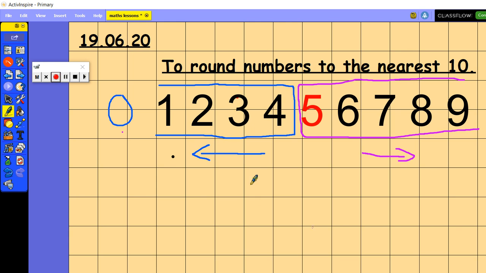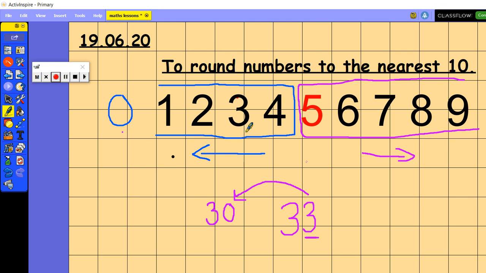So let's have a look at this number. I have got the number 33. Now 33 ends in the number 3, so straight away, I know I need to round it down. I just need to choose which 10 I am going to round it down to. So it's either going to be 0, 10, 20, or 30, because they are the 10s that come before 33. The 10 that is closest to 33 is 30. So I would round my 33 down to 30.